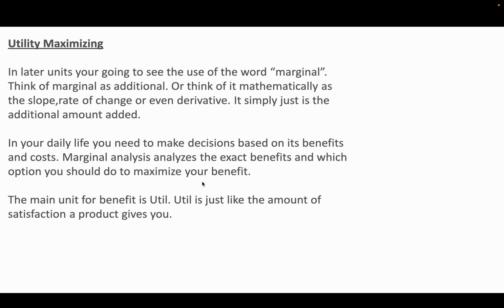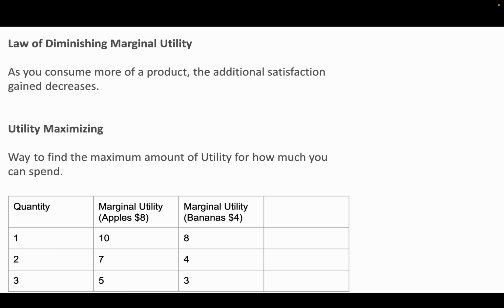So utils is just a base unit for how much satisfaction a specific good or product gives you as an individual. The law of diminishing marginal utility states that the more you consume of a product, the additional satisfaction gained decreases. And it kind of makes sense.